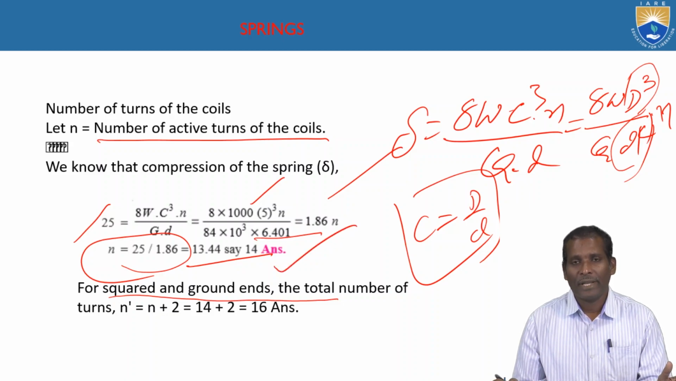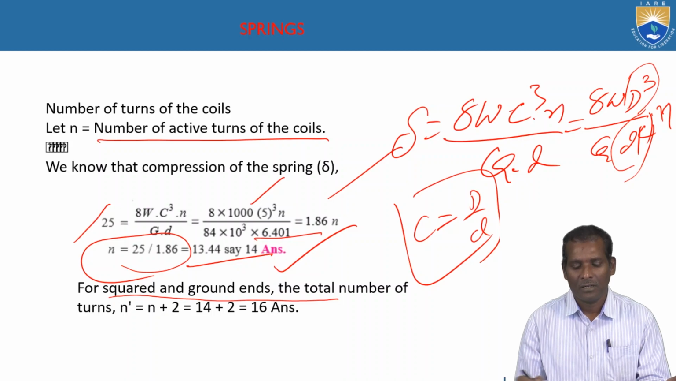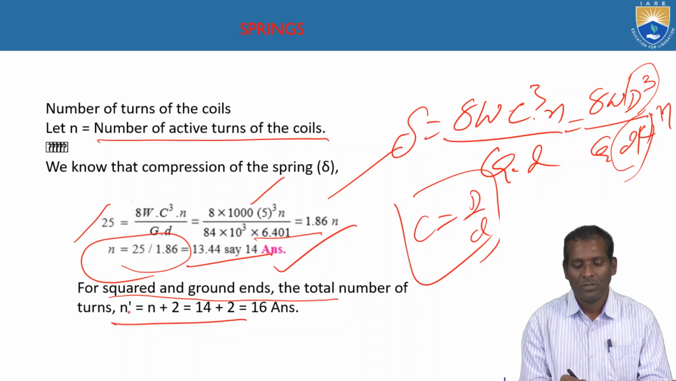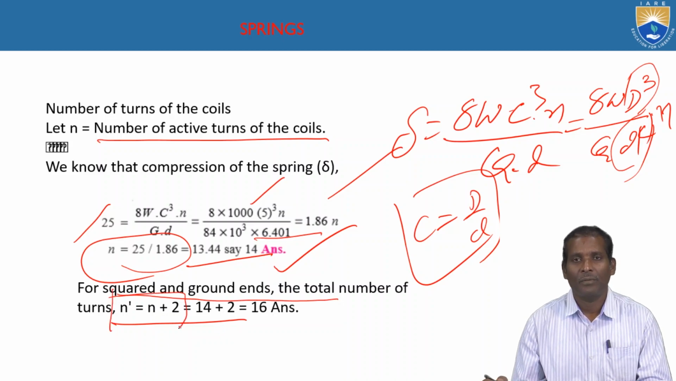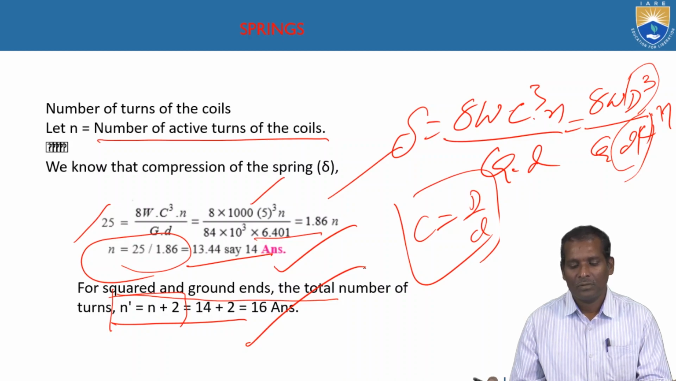For squared and ground ends, here we assumed the end conditions squared and ground end. The total number of turns N dash is equal to N plus 2. So N we already calculated as 14, 14 plus 2. So this is the standard value for ground ends, N dash is equal to N plus 2. So you will get total number of turns 16.